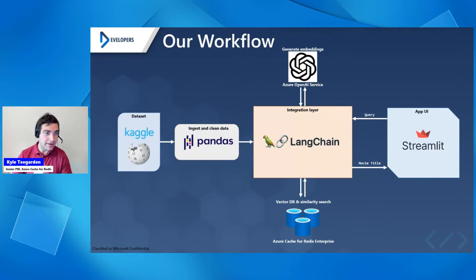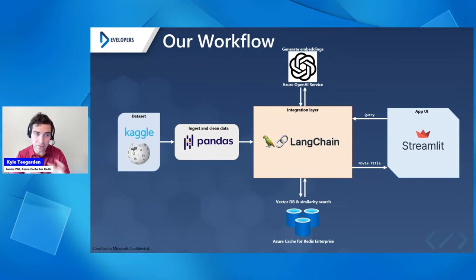Okay, so the good news about doing all this is that there's a lot of libraries available that makes this much more straightforward than you might think. So our workflow here is we're going to start with a data set from Kaggle, which is a great source for various different data sets. We're going to use Pandas to clean and ingest that data. And then we're going to use LangChain, which is an AI framework that makes plug and play of different components much easier. So we're going to use LangChain to take that data, ingest it, and then use both Azure OpenAI Service to generate embeddings and Azure Cache for Redis to store those embeddings vectors and compare them.